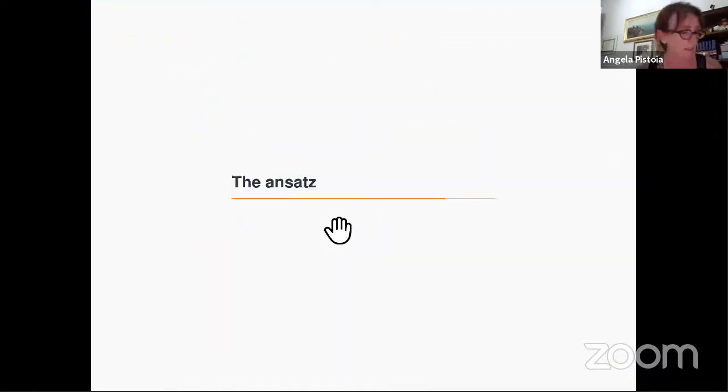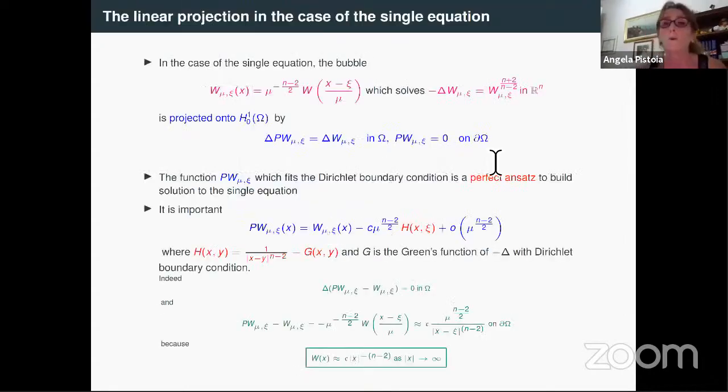Now, the second problem is finding a good ansatz. This is difficult because in the case of a single equation, you take the bubble, which solves the problem in the whole space. The bubble does not satisfy the Dirichlet boundary condition. So what you have to do is to project the bubble onto H^1_0. It means that I have to solve this problem. And once you take this projection, you have a perfect ansatz to cook your solution.